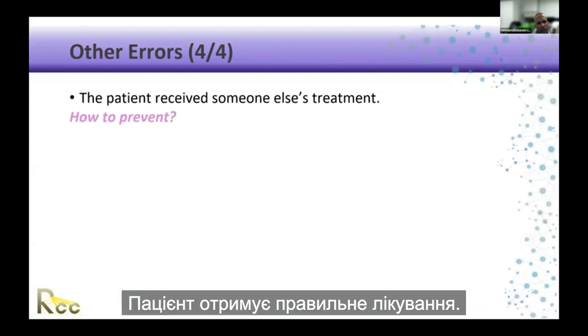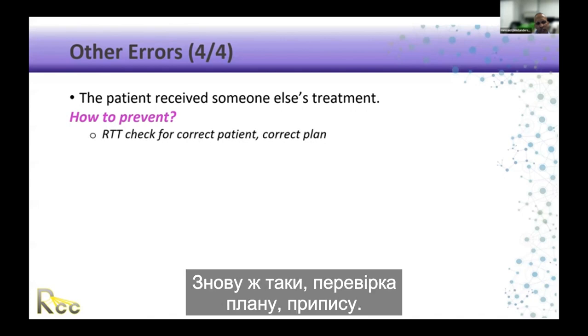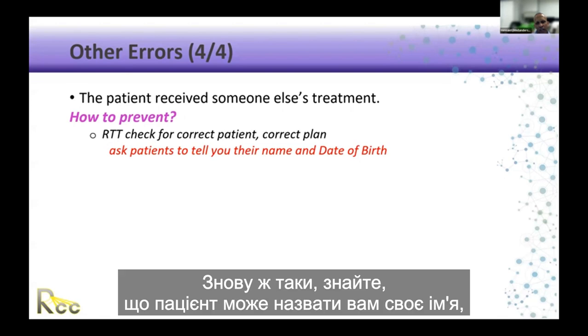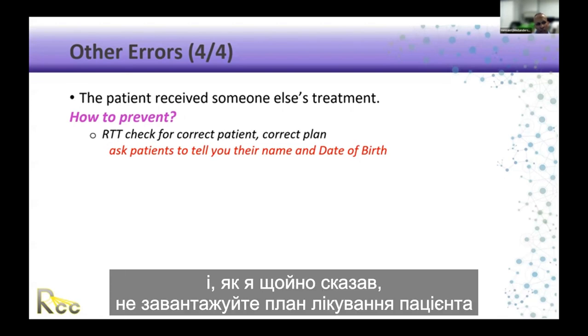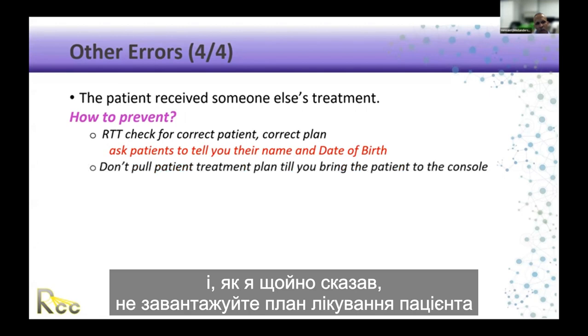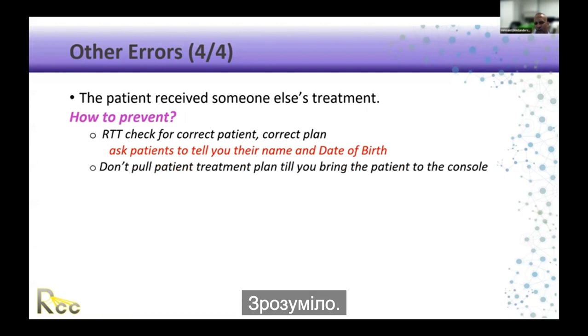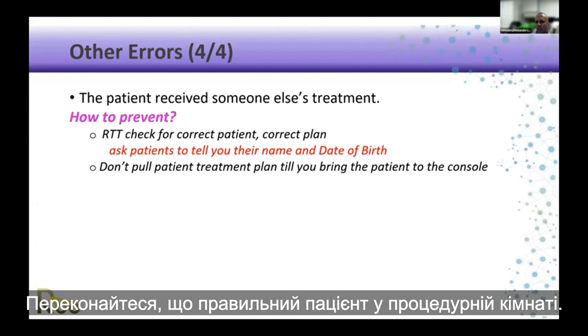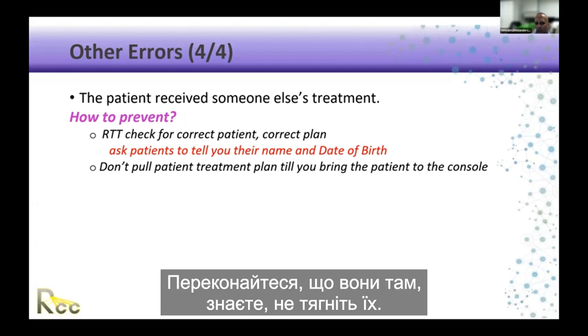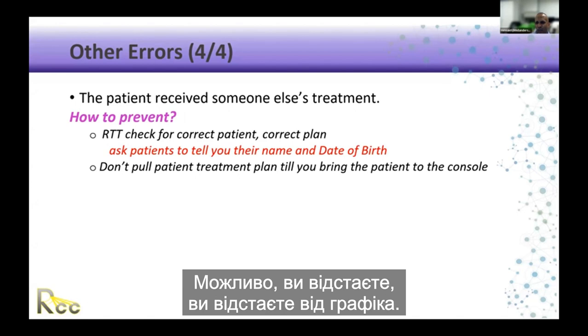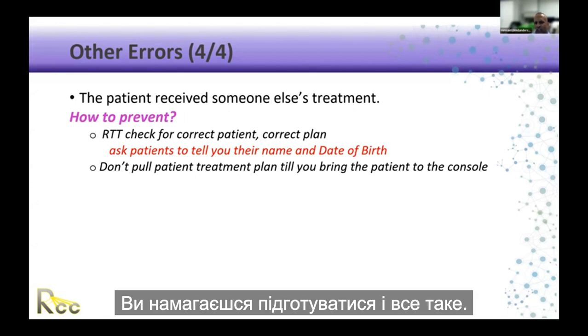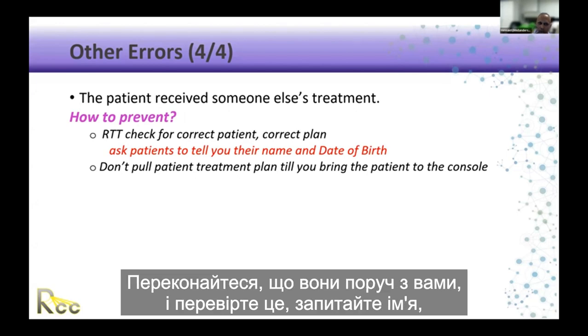Patient receives some treatment. How do we prepare for this one? Again, the RT checks the plan and the prescription. Ask the patient to tell you their name, just like I said right now. Don't put up the patient's treatment plan until you bring the patient to the console. Make sure the patient is by the console. Don't pull them up when you're probably behind schedule and trying to get ready. That's a disaster waiting to happen. Make sure they're right there by you and verify, ask their name, right by the console.